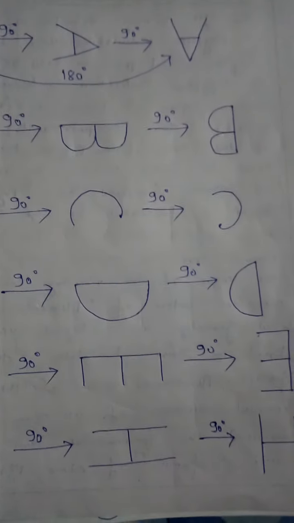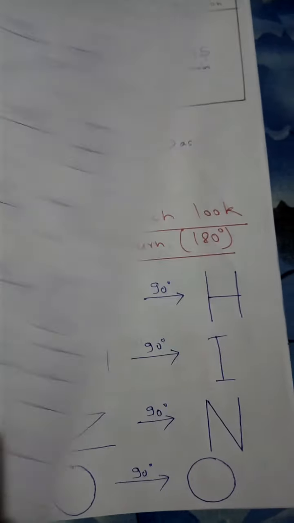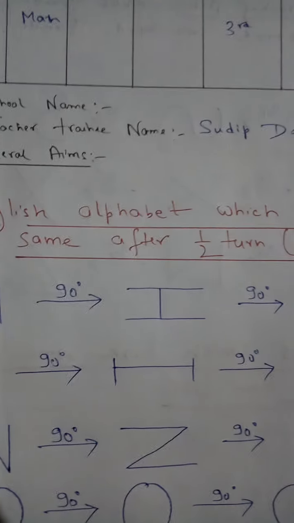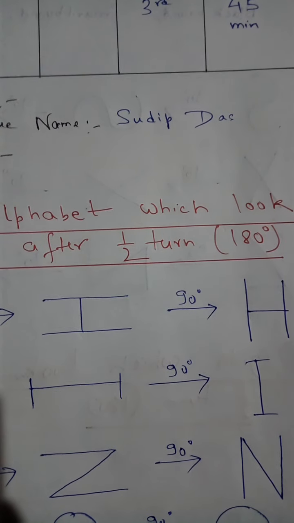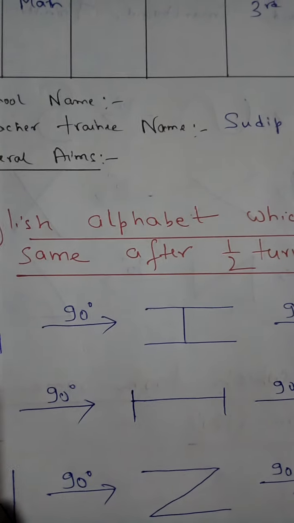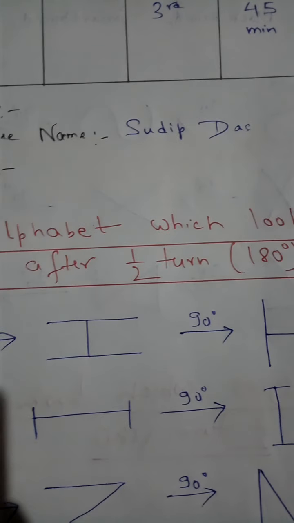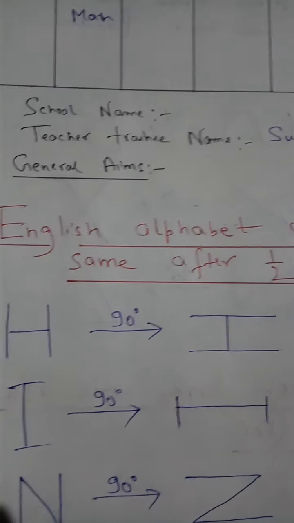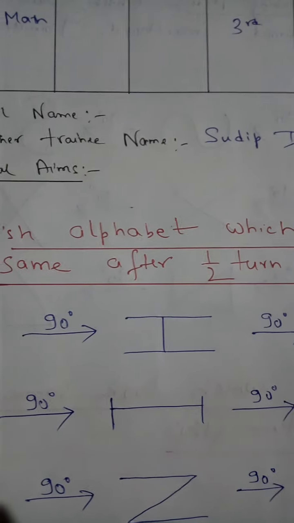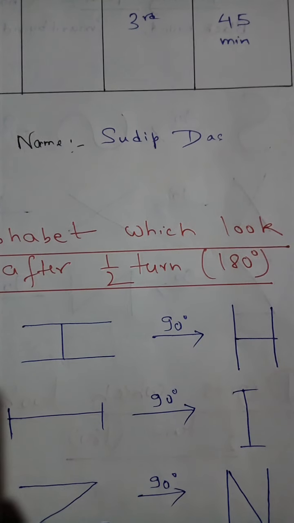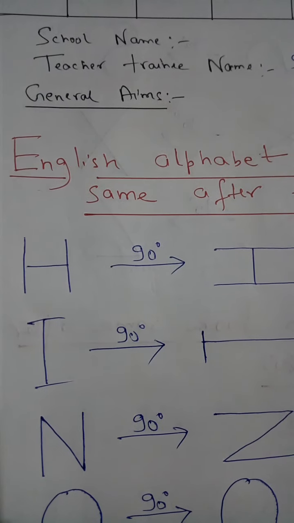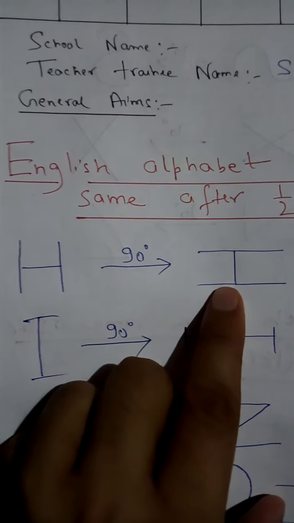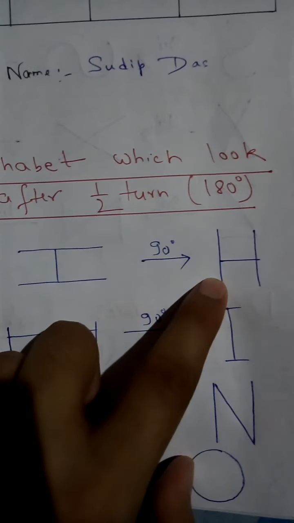It's very easy. Okay, so our next topic is English alphabets which look same after half turn. Half turn means two 90-degree turns. So first alphabet is H. It's 90 degree and again 90 degrees, so 180 degree turn. It looks same.